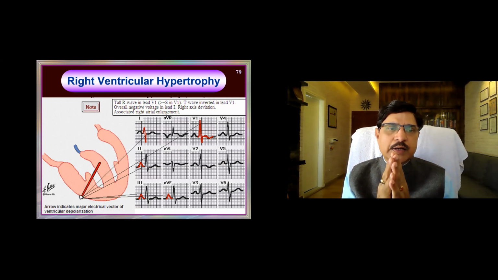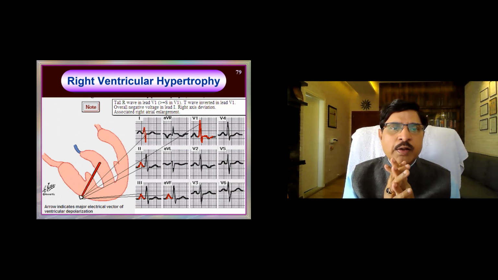Netter's drawing very clearly shows a hypertrophied right ventricle. Where do I have to look? V1 I have to see, V6 I have to see, L1 and AVL I have to see. In V1, the R by S ratio is much higher. The R wave is 10, 12 millimeters tall, the S wave is around 4, 12 by 4. RS ratio is more than 1, that is 3. So I know that RS ratio more than 1, tall R waves in V1 more than S wave.